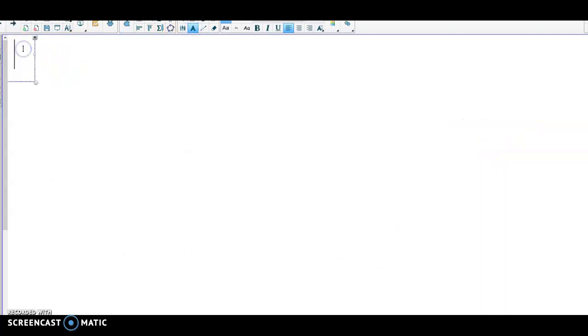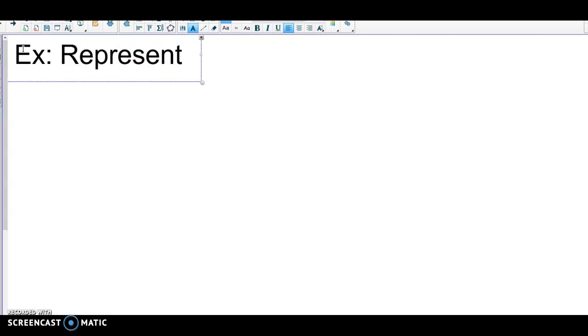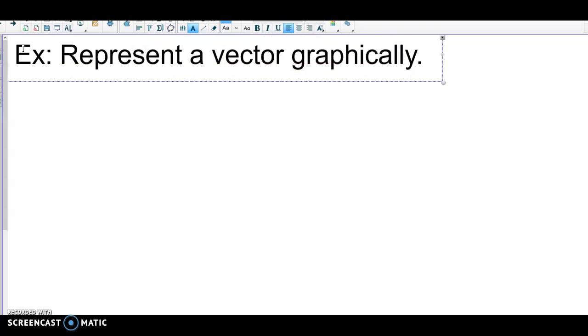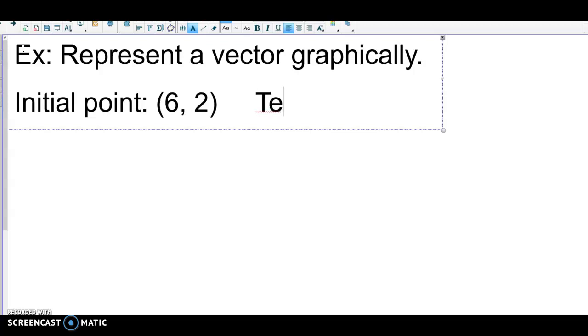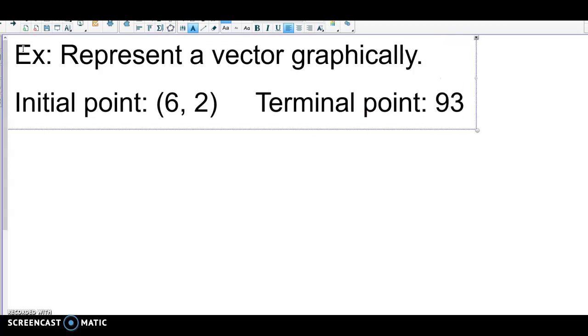So let's get right into the examples. First thing we're going to do is represent what the vector looks like and where it's located. So we're representing it graphically. In this situation, let's say that we have an initial point at (6, 2). And then we have a terminal point at (3, -5).